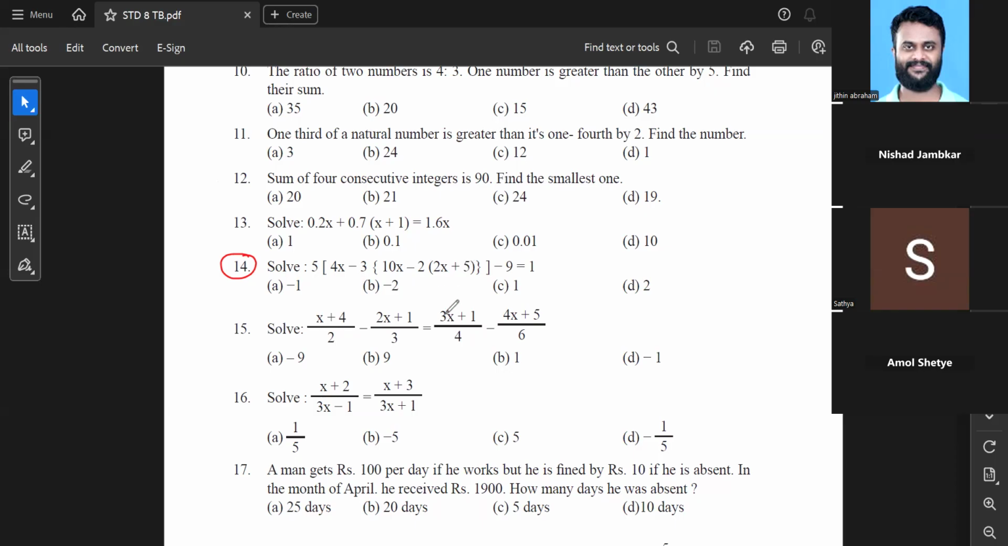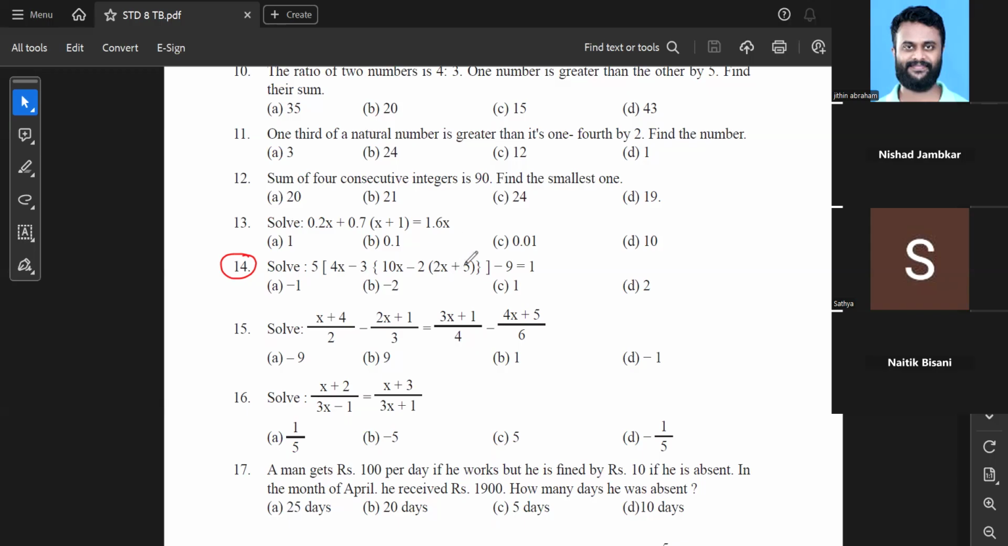Innermost bracket is this, which is 2x plus 5. Sir, for simplicity, we can also take minus 9 to the RHS and divide it by 5. Yes, absolutely, you can do that. Not a problem.